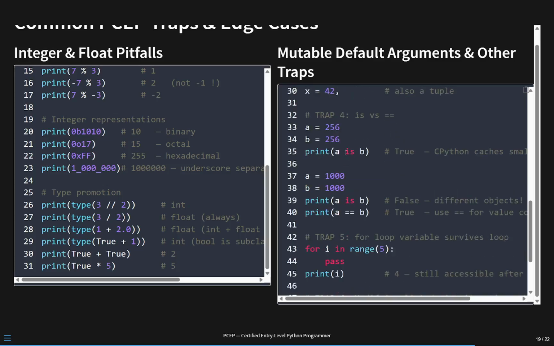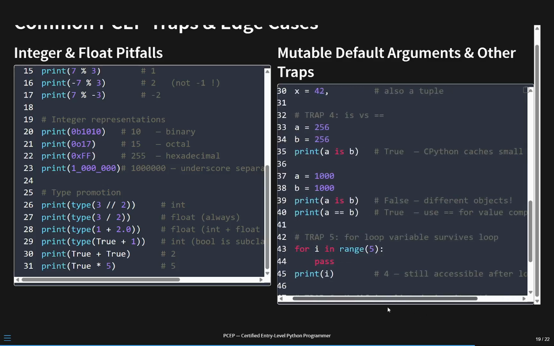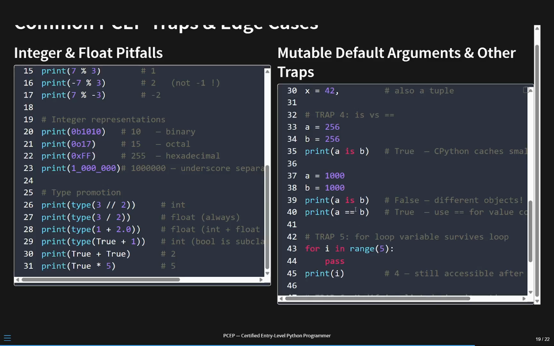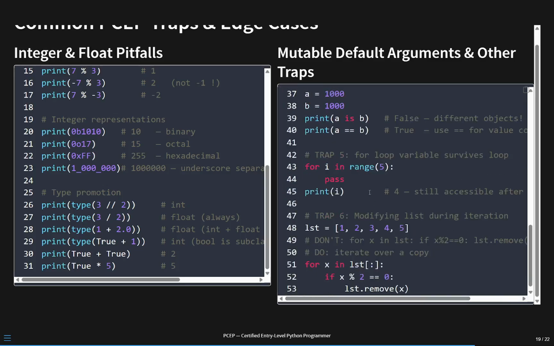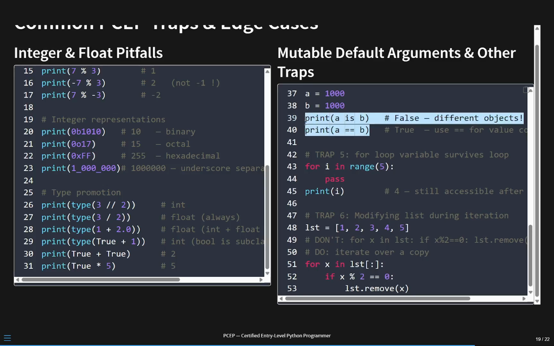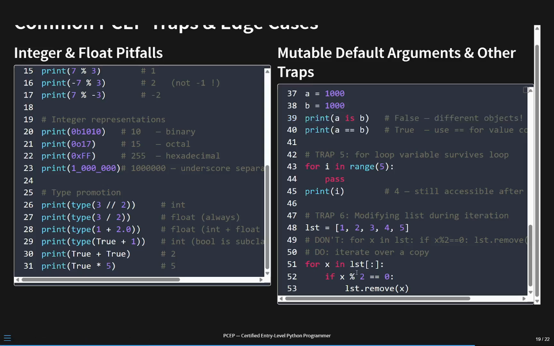Guaranteed. Next, is versus ==. CPython caches small integers, roughly -5 to 256. This means a = 256, b = 256, a is b returns True. But a = 1000, b = 1000, a is b returns False. They're different objects. The values are equal but not the same object. Use == for value comparison, always. Never rely on is for numbers or strings in regular code.